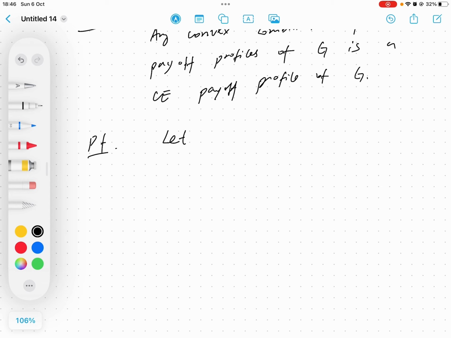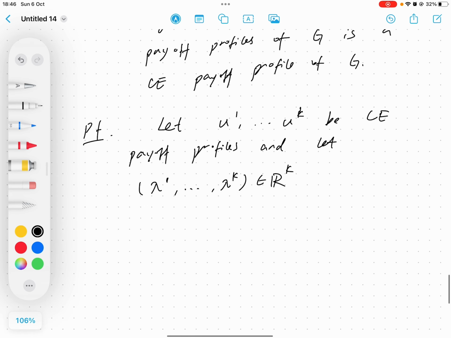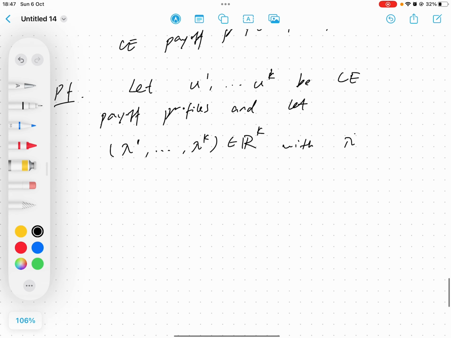Let's suppose payoffs u^1 up to u^K be some correlated equilibrium payoff profiles, and let there be some weights for those u's. We use lambdas as mentioned in the textbook. So lambda 1 to lambda K, from R^K, with a valid probability measure. It means that this lambda k is non-negative for all k, and the summation of those lambdas equals 1, right? This should be a capital K.